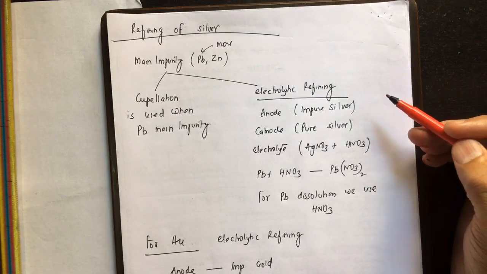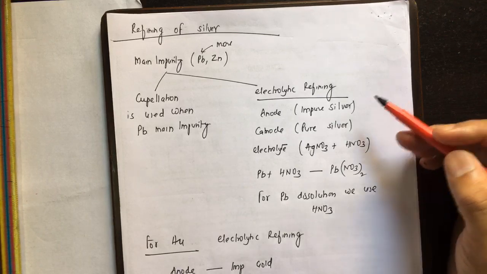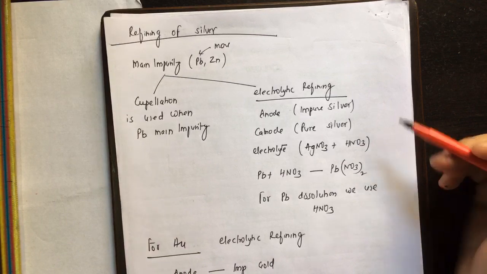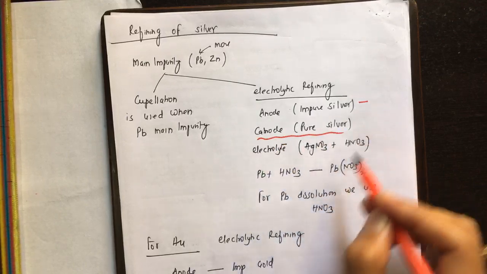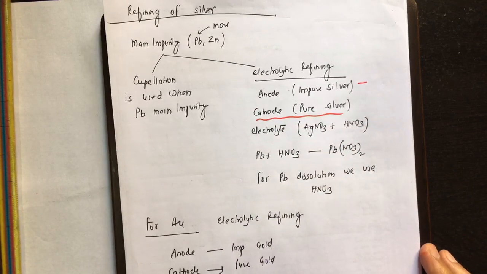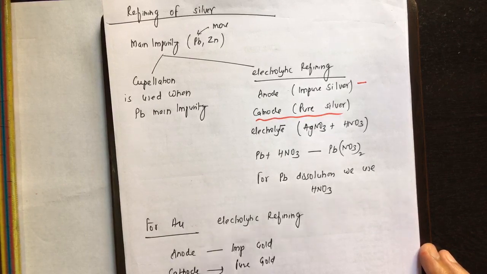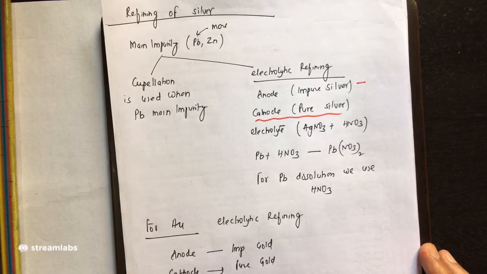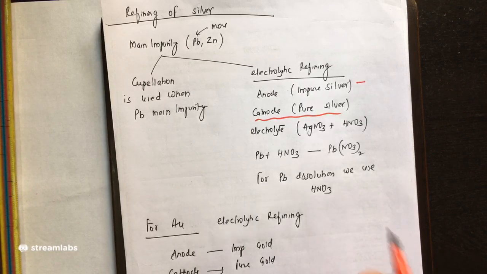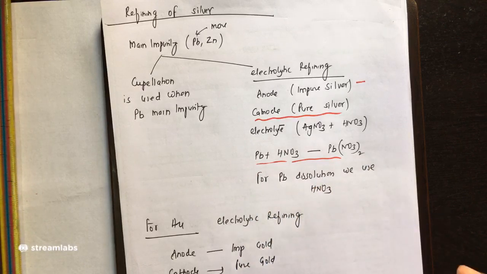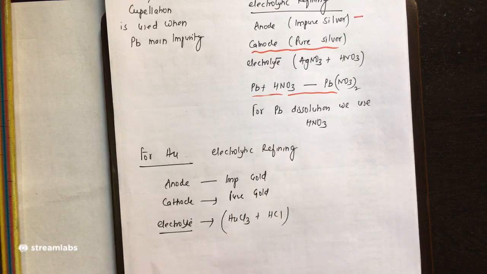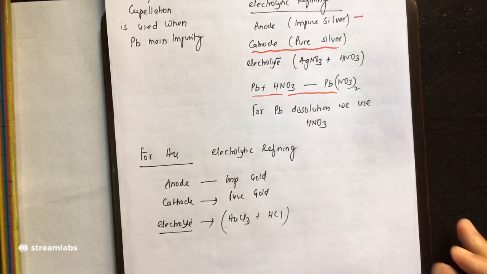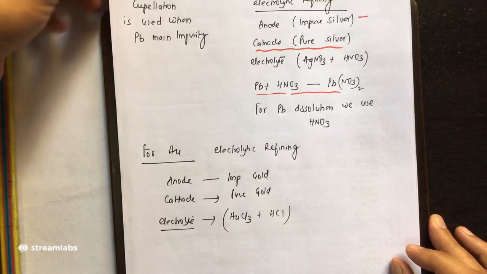And electrolytic refining is used when the other impurity, zinc, is there. So what we take as anode is impure silver, cathode we take as pure silver, got it? And electrolyte we take silver nitrate, and along with it we take nitric acid. Why do we take nitric acid? Because the dissolution of lead is easy when you add nitric acid. So lead will dissolve in nitric acid to form lead nitrate. Similarly we do it for gold also, electrolytic refining. Anode we make impure gold, cathode we make pure gold, and the electrolyte we take as auric trichloride and hydrochloric acid.